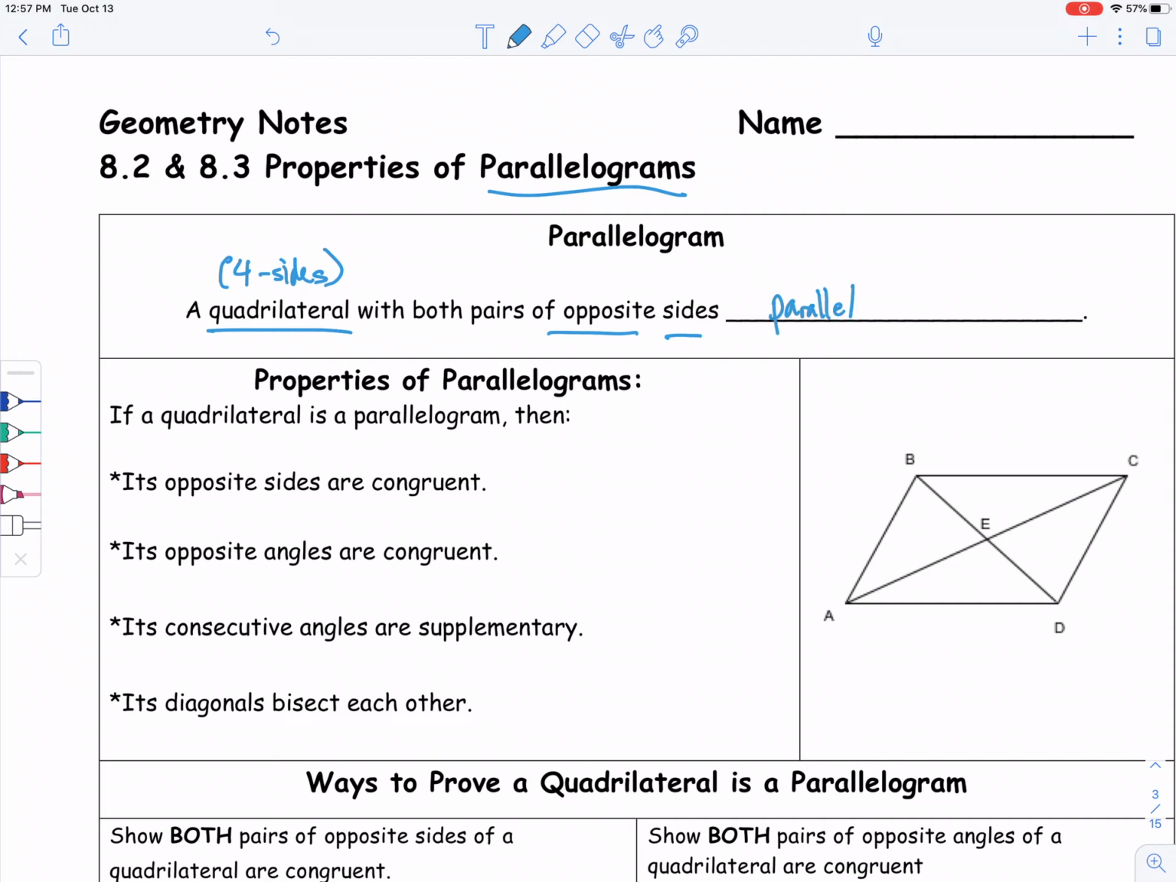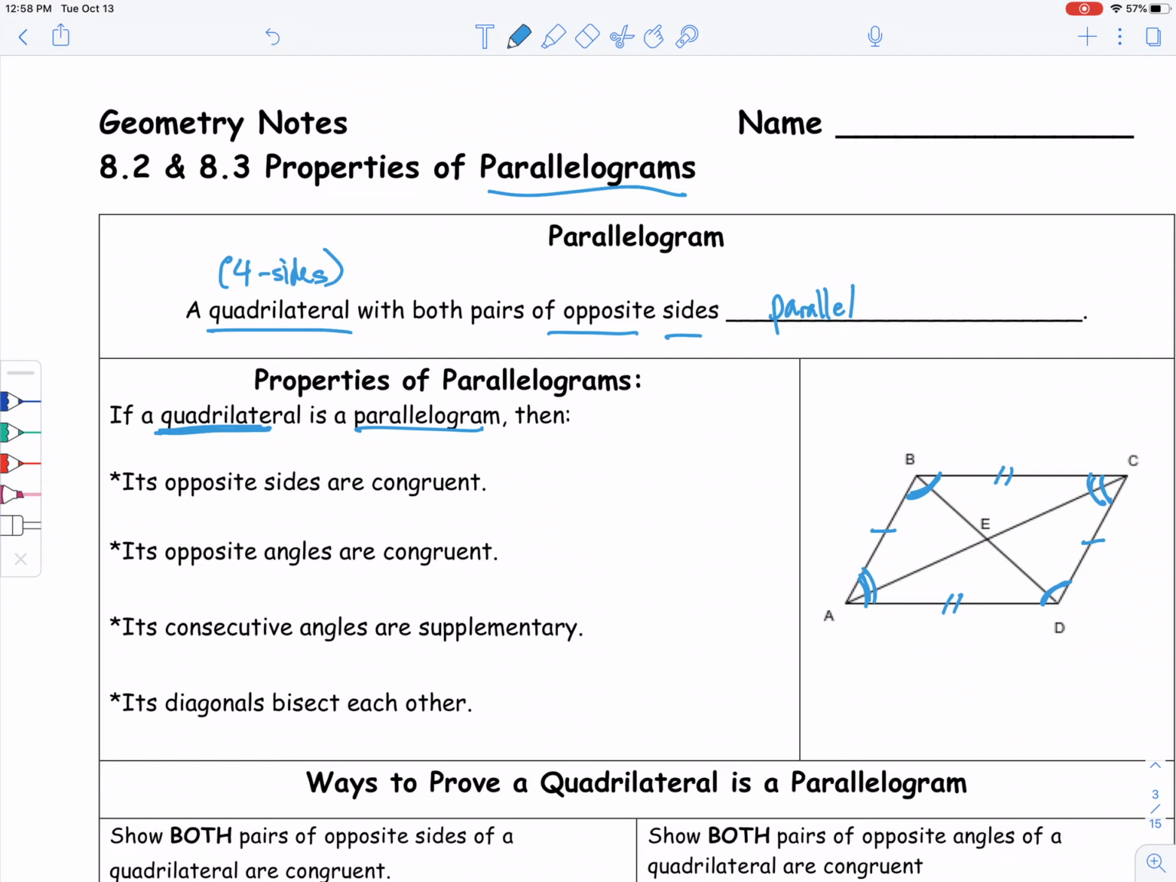So a parallelogram, all their sides are parallel. The properties of a parallelogram, we can see that if a quadrilateral is a parallelogram, so a 4-sided shape is a specific type, it is a parallelogram, then all of these properties are true. Its opposite sides are congruent, so BC is congruent to AD, BA to CD. Its opposite angles are congruent, meaning B will be congruent to D, and A here will be congruent to C.